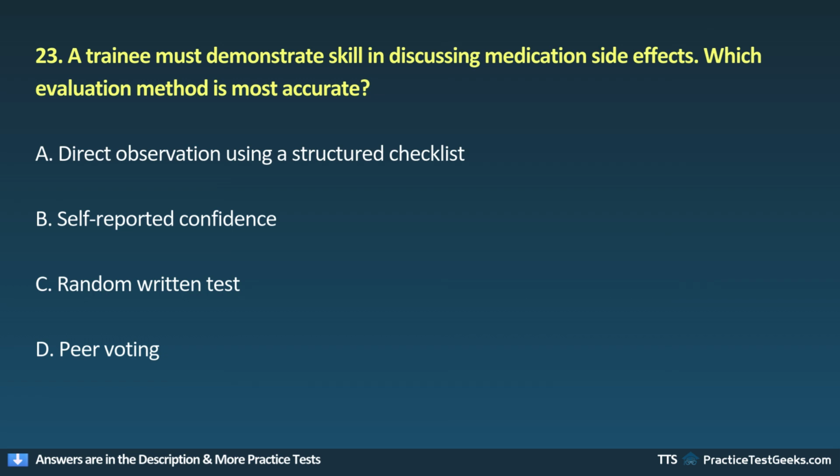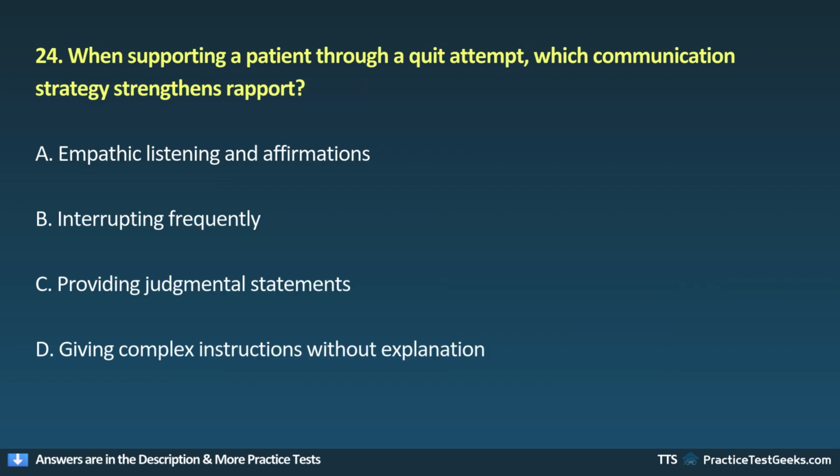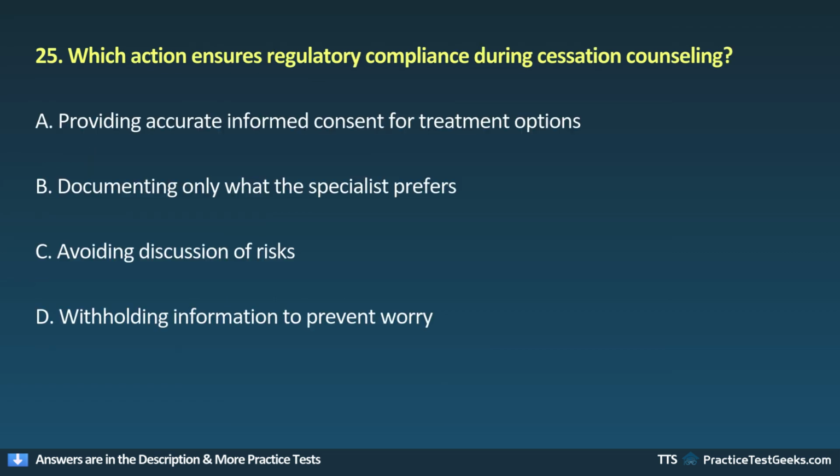D. Peer voting. 24. When supporting a patient through a quit attempt, which communication strategy strengthens rapport? A. Empathic listening and affirmations. B. Interrupting frequently. C. Providing judgmental statements. D. Giving complex instructions without explanation.